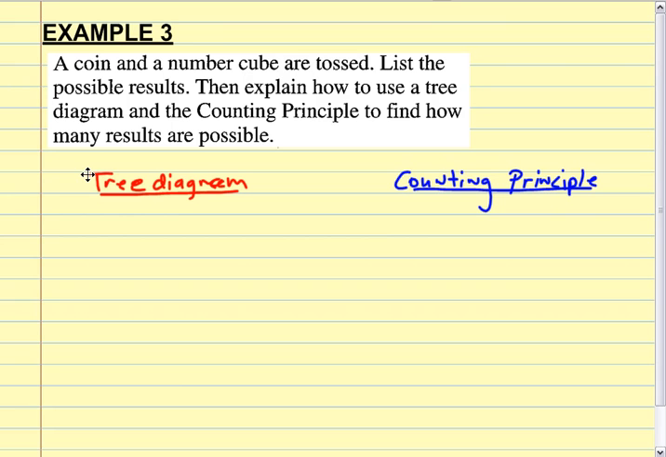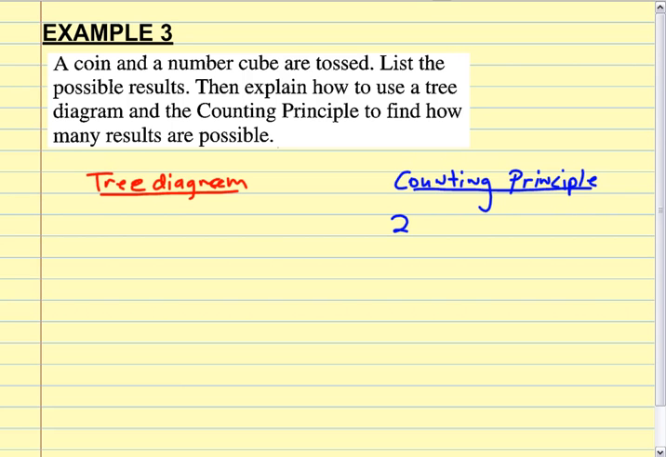Carson, I'm going to ask you, if we're going to use the counting principle, how many different things are we looking at? 2. We're looking at 2. We're looking at the coin, and we're looking at the number cube. Now, how many possible things are there for the coin? Heads and tails. So how many? 2. 2 possible outcomes for the coin.